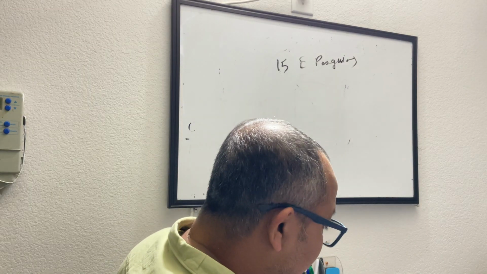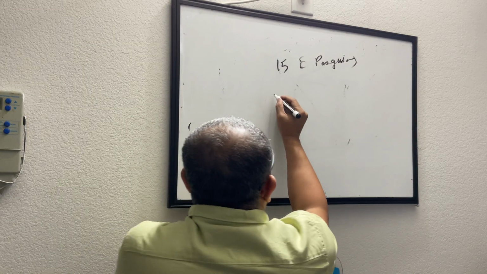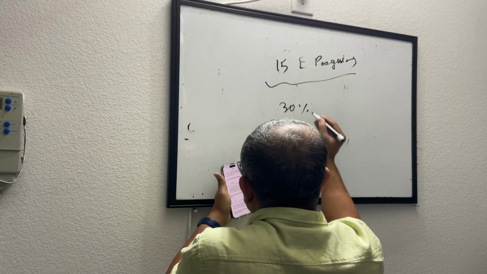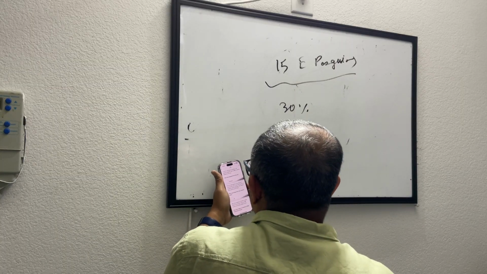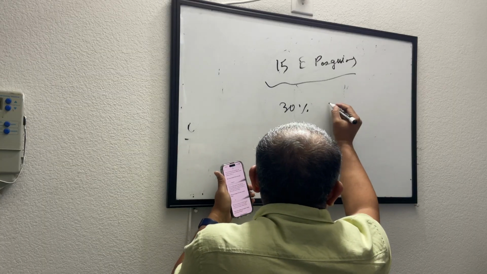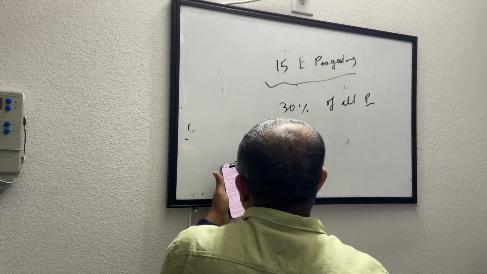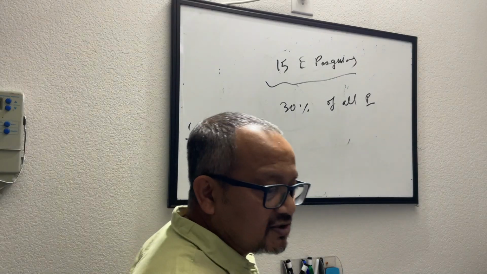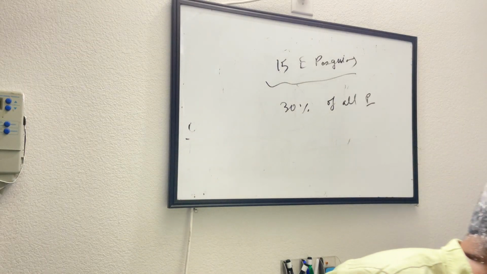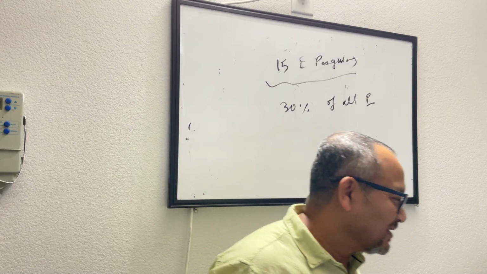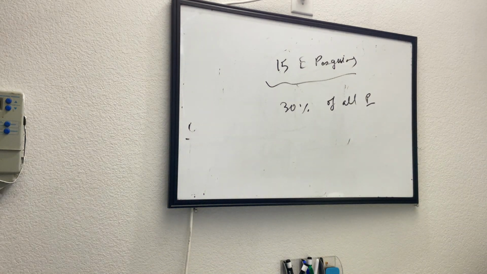The emperor penguins make up 30% of all the penguins at the zoo. How many penguins live at the zoo? Okay. You are quick. Very good.